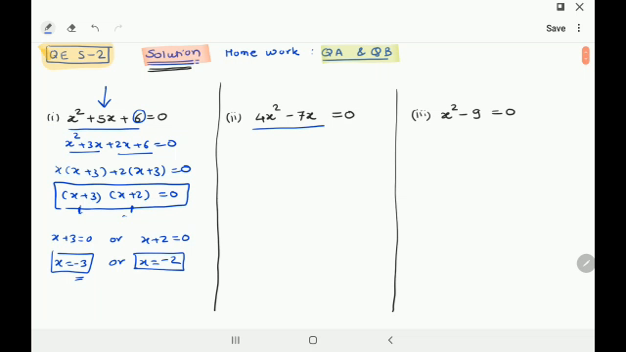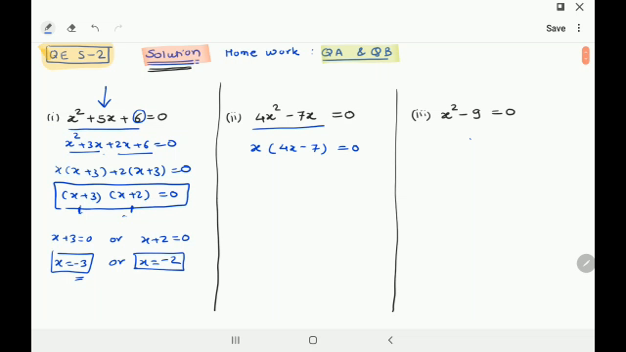Can you guess? Guess it, I am waiting for you. Okay, guessed? Then let me check whether you guessed it correctly or not. Here it's a very simple concept. Take common. x can be taken common, right? Which was not possible here and also not possible in the third question. x, if I take common, I'm left with 4x minus 7 is equal to 0.